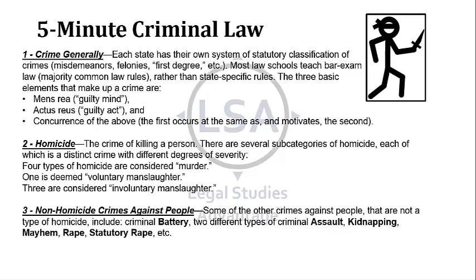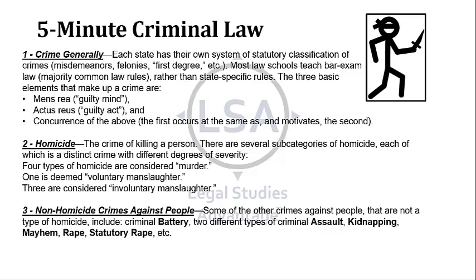The three basic elements that make up a crime are: 1. Mens rea, that is a Latin term that means guilty mind. Number 2. Actus reus, which is a Latin term that means guilty act. And number 3. Concurrence of these first two elements. In other words, the first one occurs at the same time as and motivates the second.